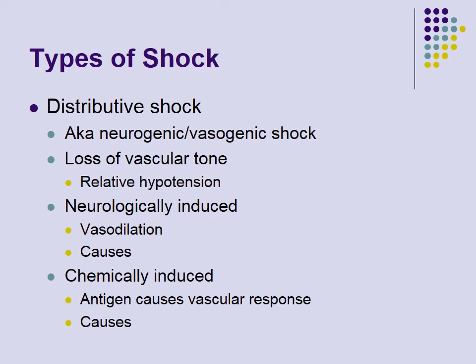The third type is distributive shock. It's been called many different things in the past. It's been called neurogenic shock, vasogenic shock. But really the reality of it is that it is distributive, and that's because what ends up happening is there is a loss of vascular tone, and your blood volume, or your fluid volume, is being distributed into other areas, predominantly in the interstitial tissue.